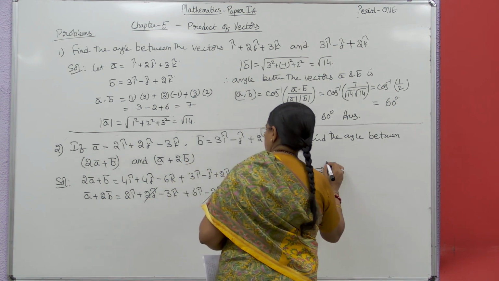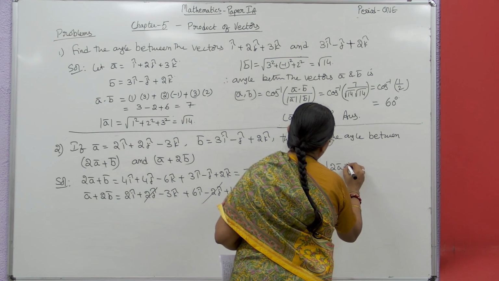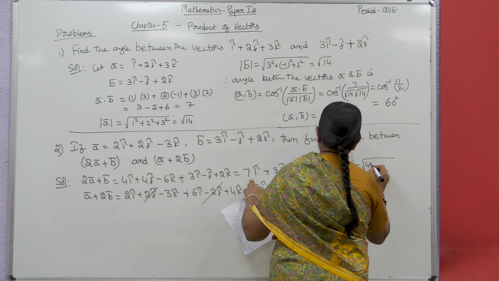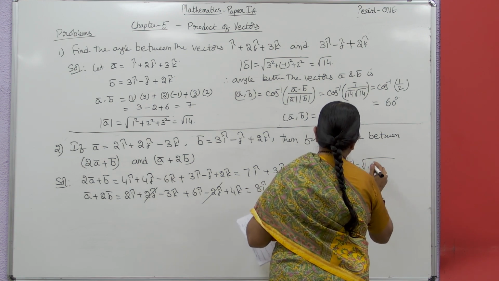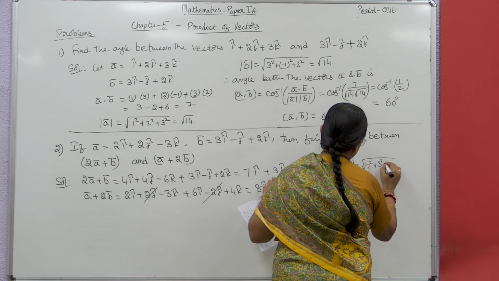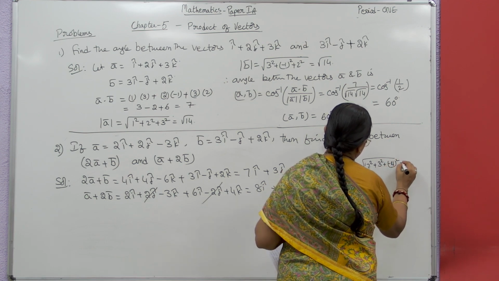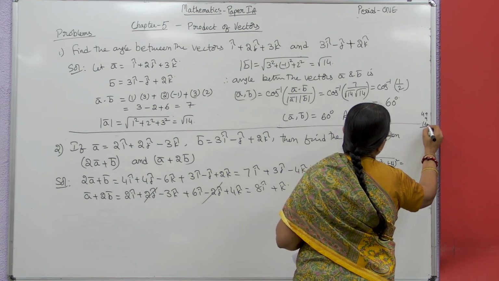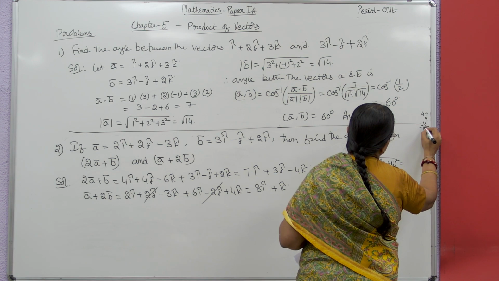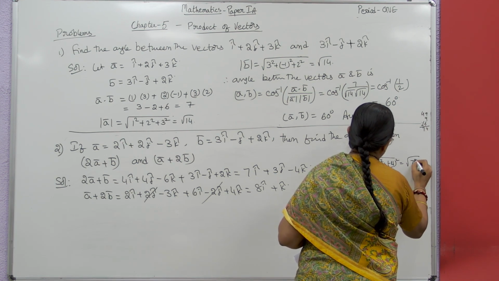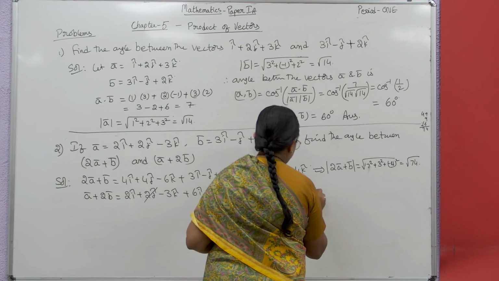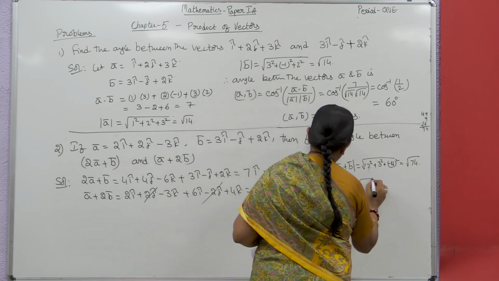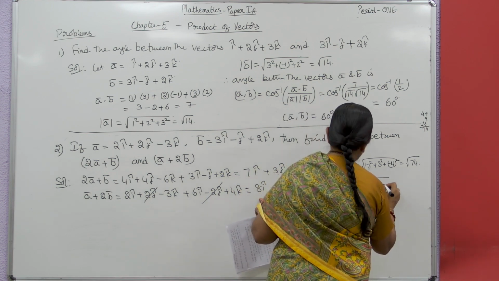Now find modulus of 2A plus B. That is root of 7 square, that means 49. Or I'll write 7 square plus 3 square plus minus 4 whole square. So that is 49 plus 9 plus 16, 74. Root 74. Now find the modulus of A plus 2B also. So that is root of 8 square plus 1 square.